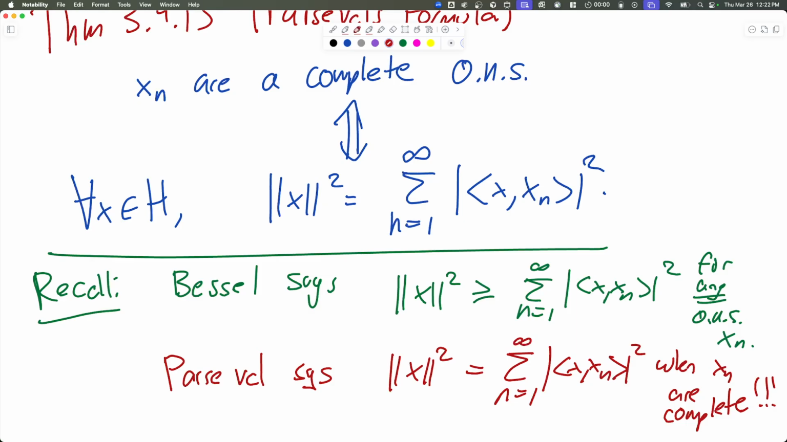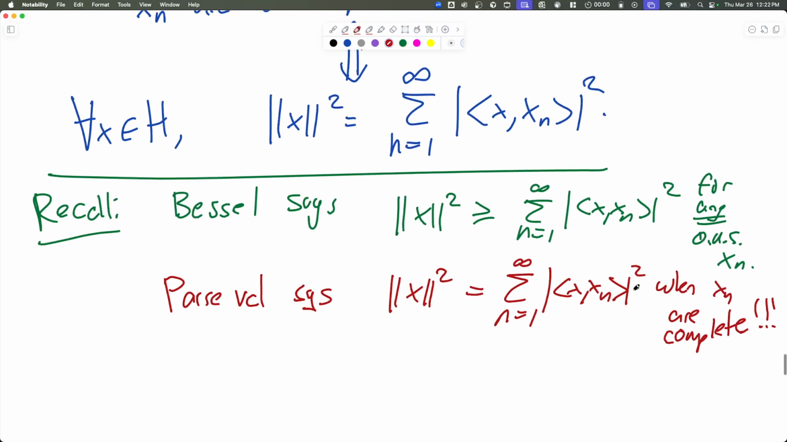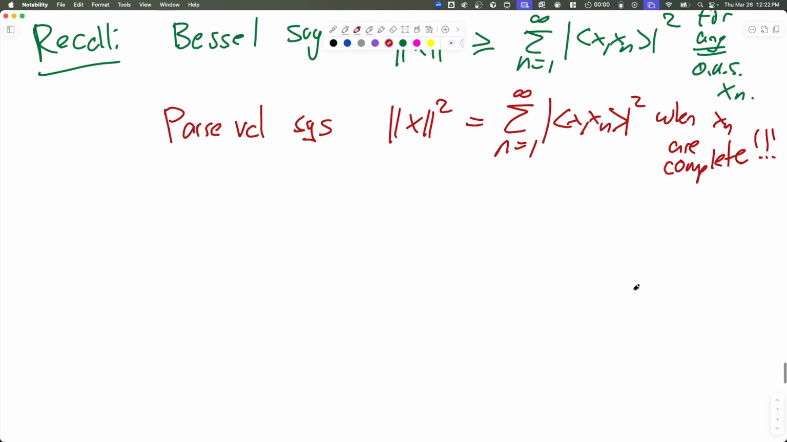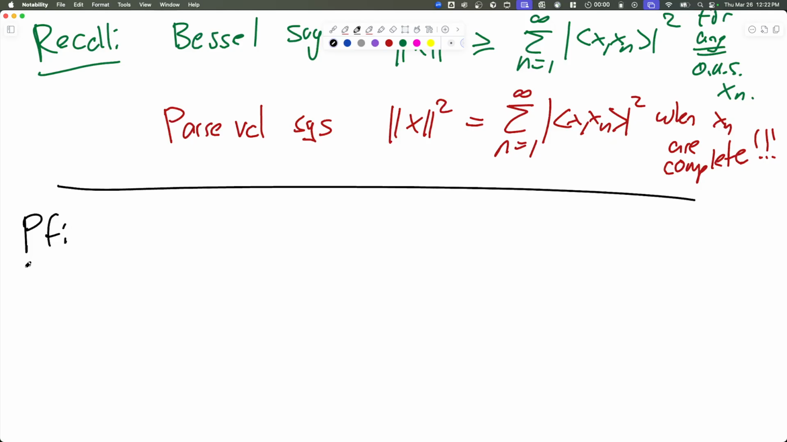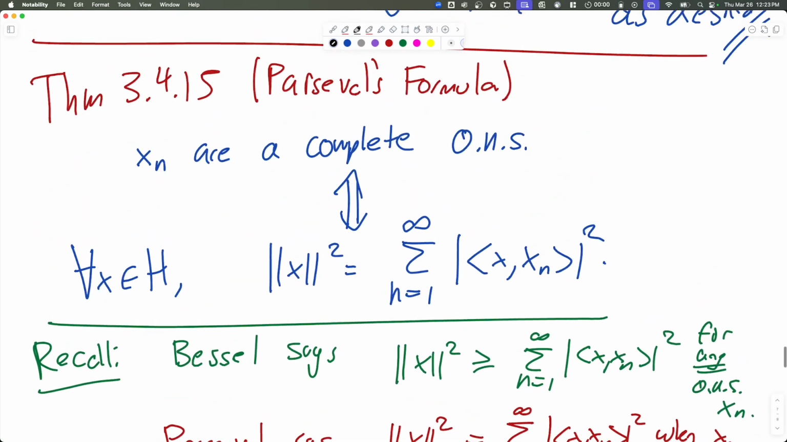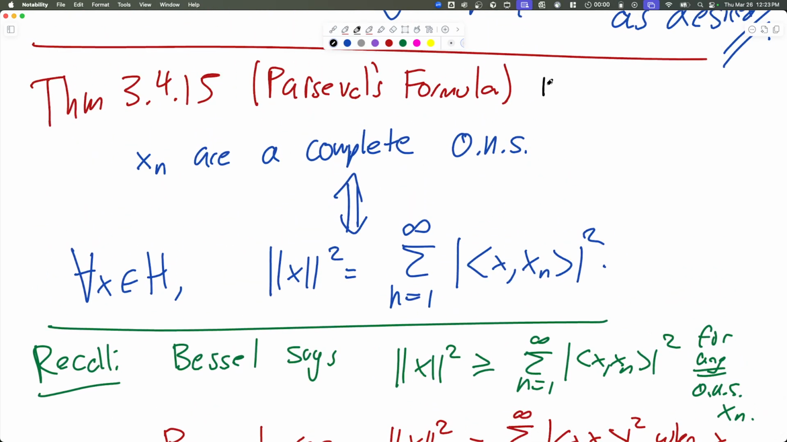So it's an equal sign if and only if it's complete. Okay, let's prove it. Proof: we're going to do this direction, if it's complete. By the way, this is in a Hilbert space. Let H be a Hilbert space. Let's add that, because we're going to use, again, this theorem.